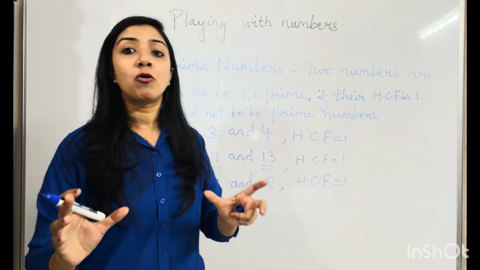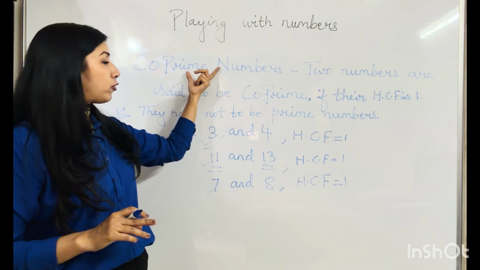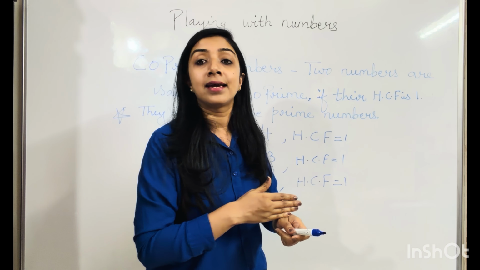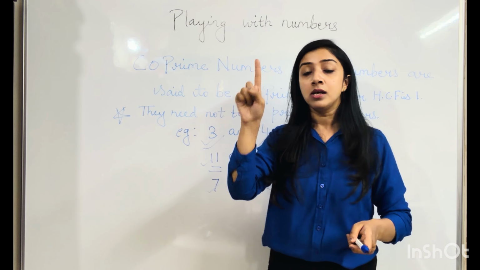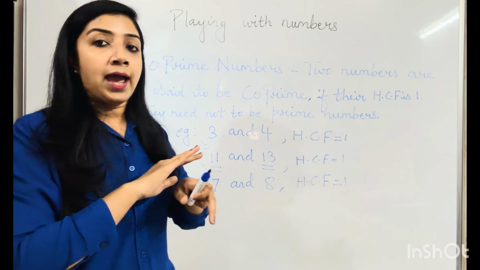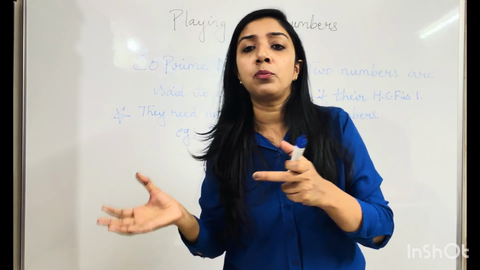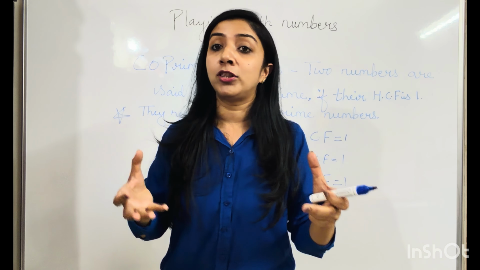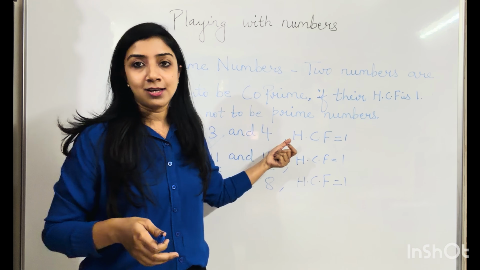So the concept of co-prime numbers is clear to everyone. Two numbers are said to be co-prime if their highest common factor is 1. You can take any combination: one can be prime and one composite, or both can be prime. Both can't be composite. What will happen if both numbers are composite? You will not get the highest common factor as 1.